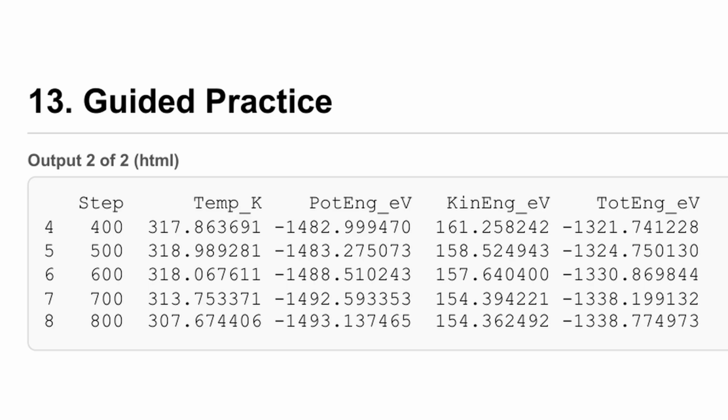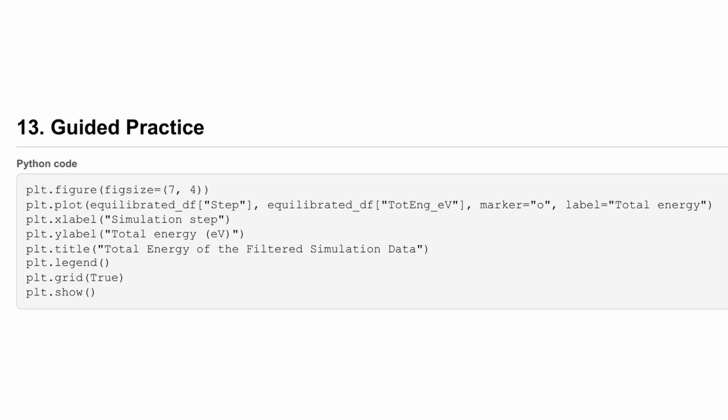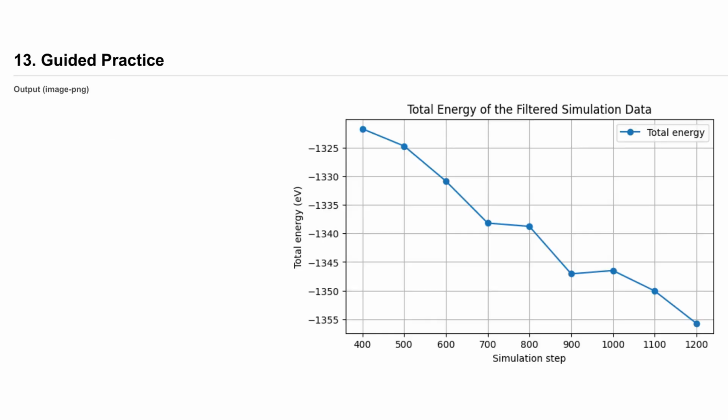It is a perfect example of filtering data based on a physical condition rather than just a time interval. Finally, we want to check for energy conservation. We plot the total energy against the simulation step for our equilibrated dataset. The plot shows that the total energy drifts slightly downward over time. In a real simulation, analyzing this drift is a critical diagnostic step to ensure the integrator is stable.